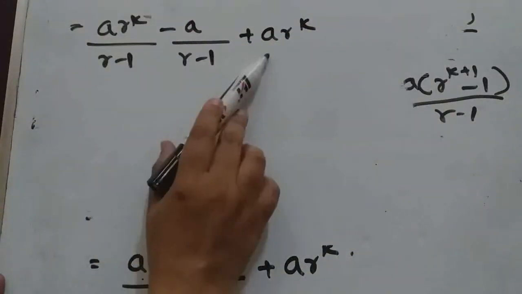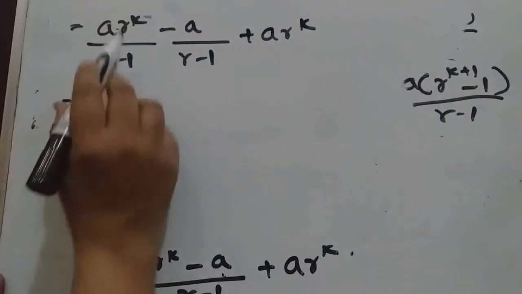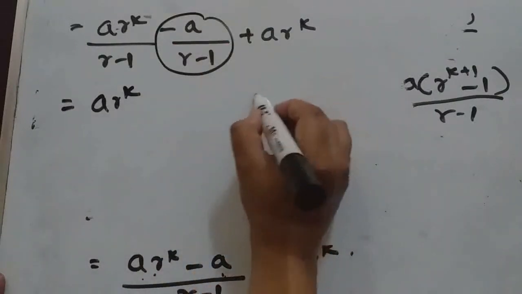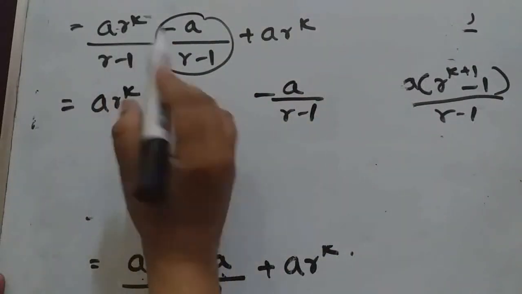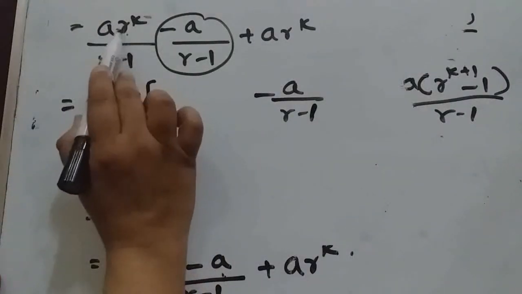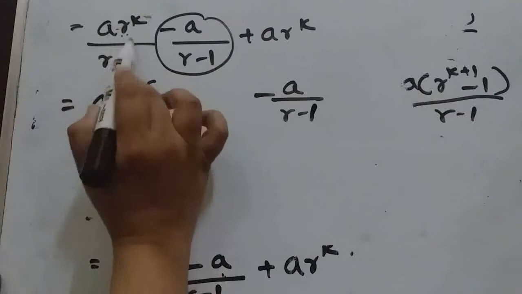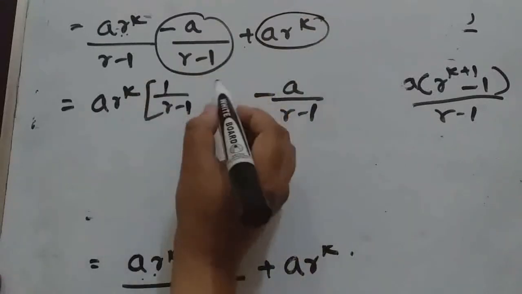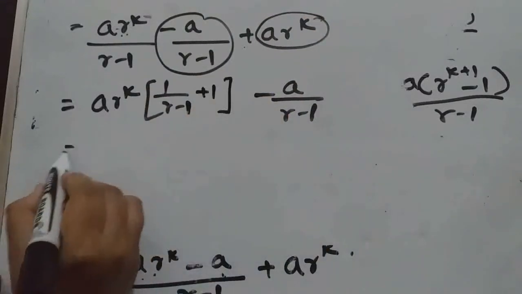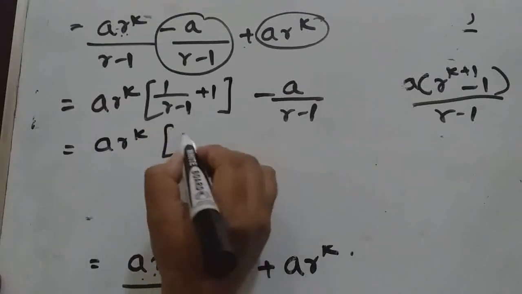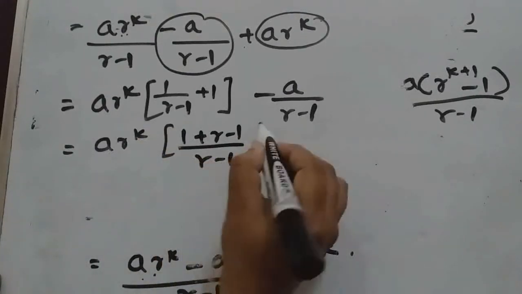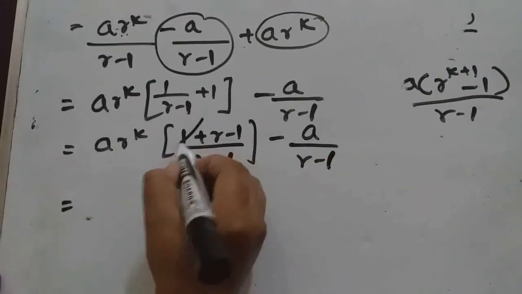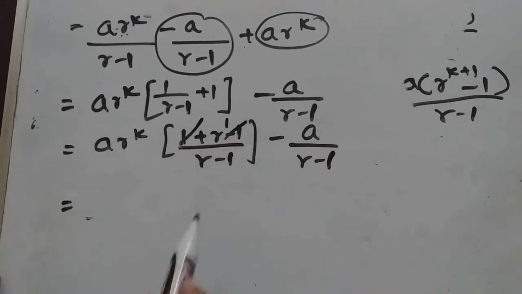Now in these two terms we can take a r power k common. This term we should keep aside. So here I took a into r power k common. So what will be left? 1 by r minus 1. And here I took everything common, so plus 1 will remain. Now cross multiply. So 1 plus r minus 1, the 1 will go. Okay, so r power 1 times r power k.